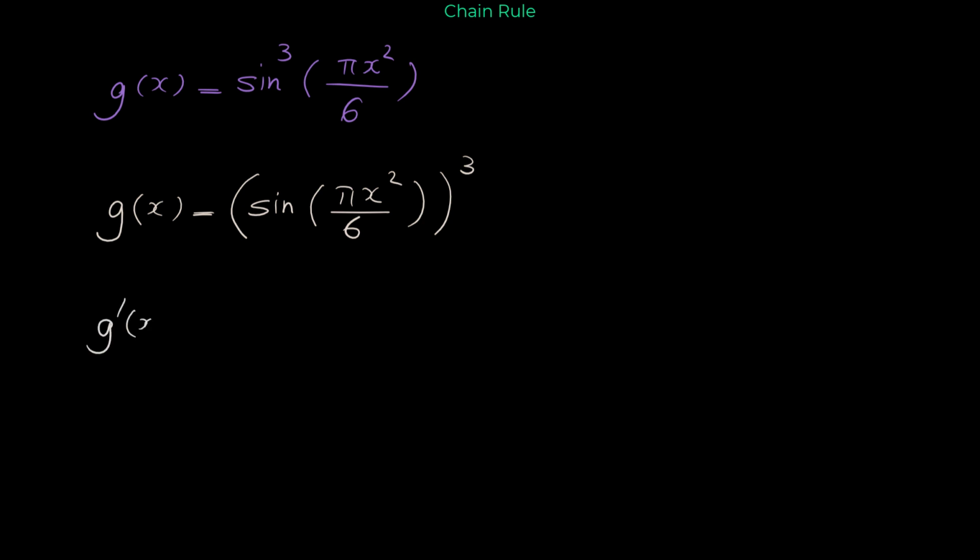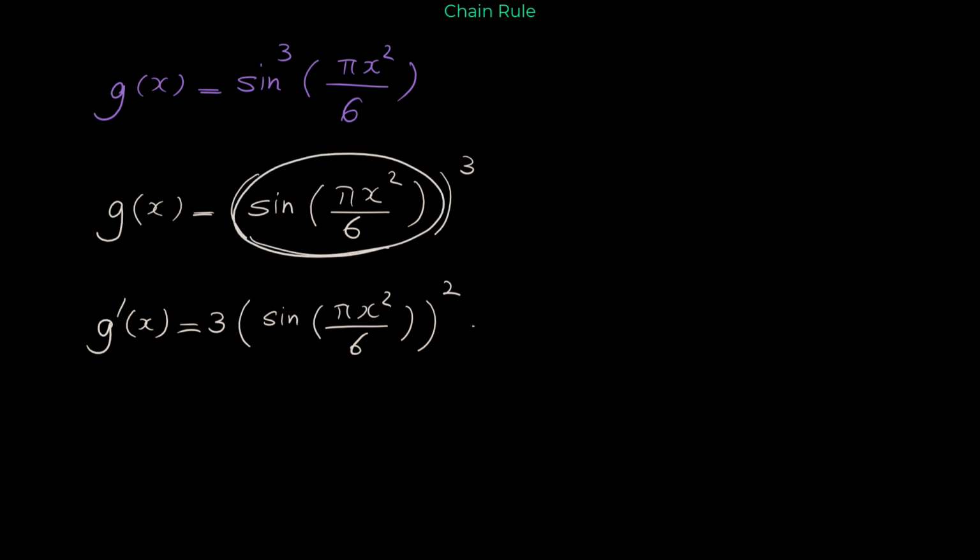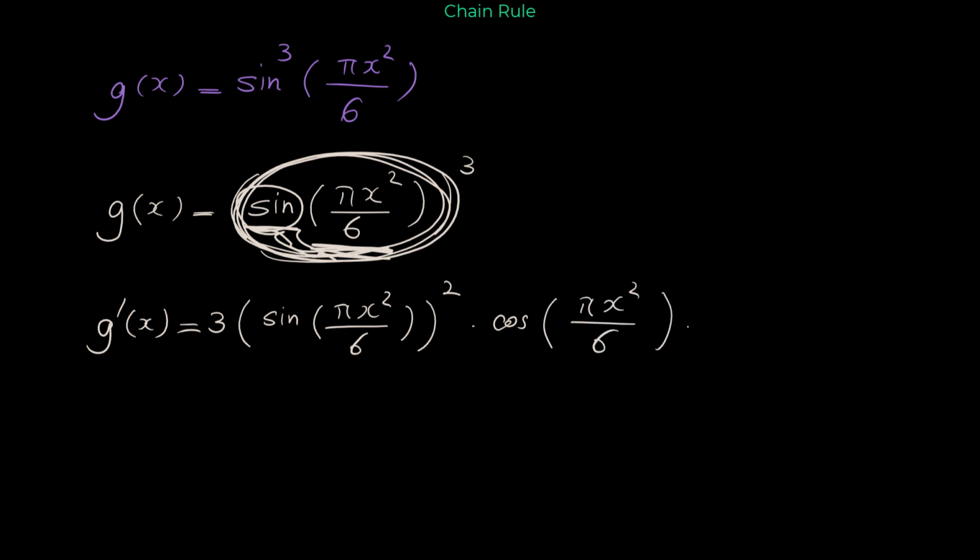Now let's find the derivative. First we have to find the derivative of the outside function. The outside function is power 3 and we bring the power in front and subtract the power by 1, so we have 3 sine pi x to the 2 over 6 all to the 2. Then we have to take the derivative of the inside function, the bracket. Inside the bracket we have sine of pi x to the 2 over 6. The derivative of sine is cosine of pi x to the 2 over 6.